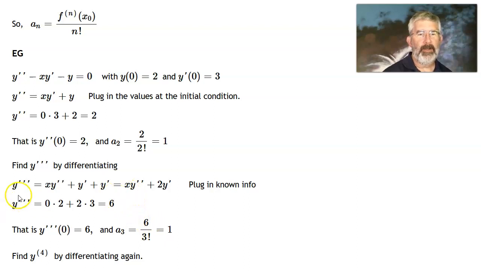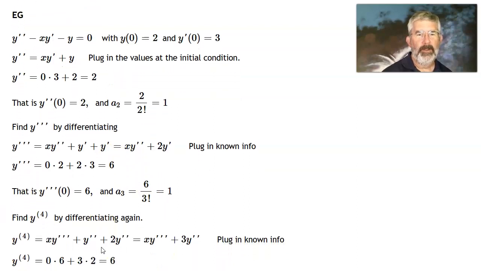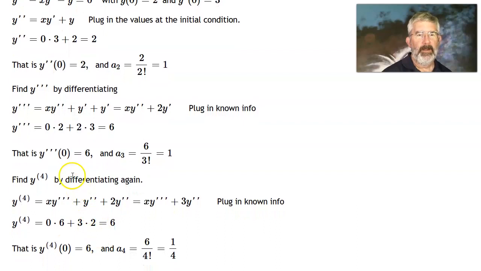To get the fourth derivative, implicitly differentiate again. On the left-hand side, I'm going to get the fourth derivative, and then I'm going to take the derivative of the right-hand side, where again there's a product rule. So the product rule gives me x y triple prime, plus the derivative of x times y double prime, plus the derivative of 2y prime, which is 2y double prime. These two get together to give 3y double prime, and then I'm going to plug in the information I know.